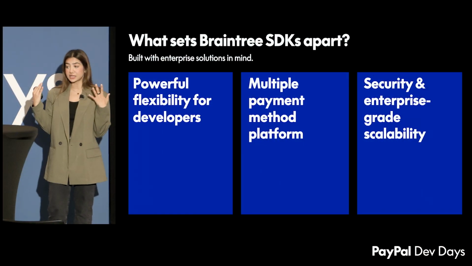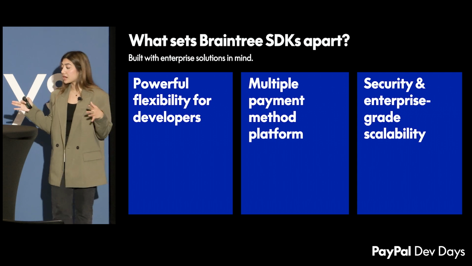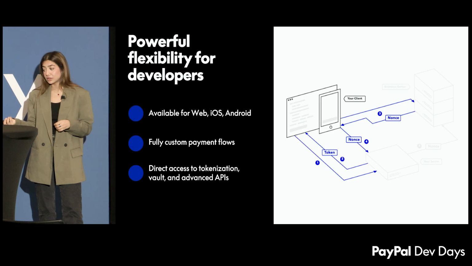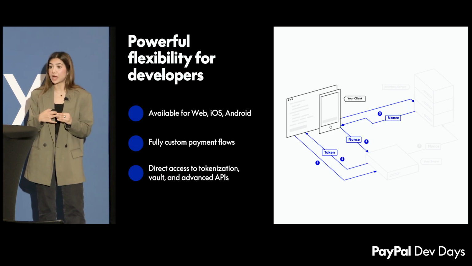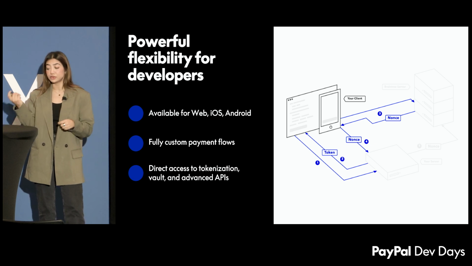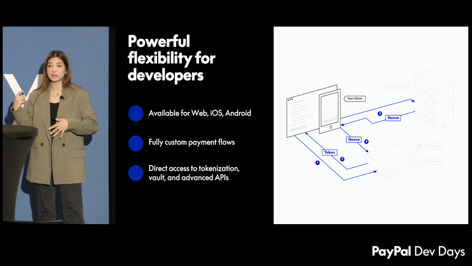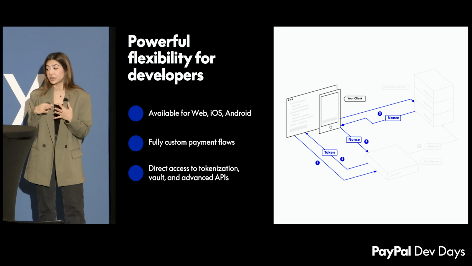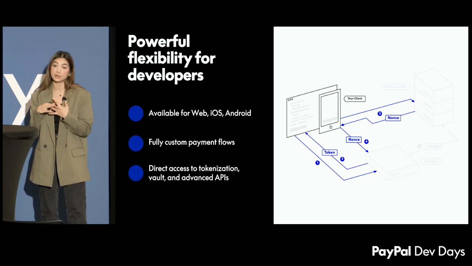I like to think of it as these 3 big buckets, and I'll go more in depth into these in the following slides. The biggest thing that I think we keep in mind for our merchants and developers is the power to have flexibility if you choose Braintree SDKs. As mentioned, it's available on web, iOS, or Android, but what's really awesome is you can fully customize your payment flows. That means as a developer, you get to create your entire thing from scratch. On top of that, you have access to tokenization, Vault, amongst many of the other APIs that are available on the PayPal platform.